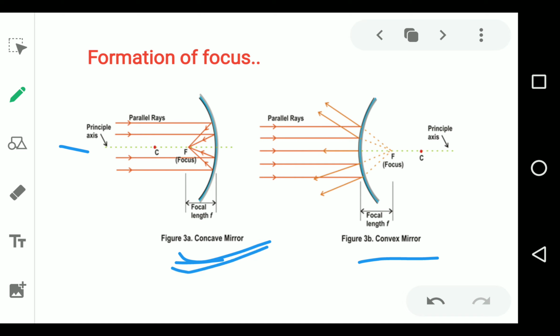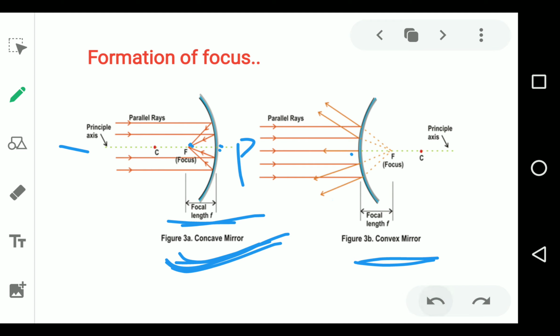For a concave mirror, the bending of light rays is converging in nature, meaning all the reflected light rays will go towards each other and meet at a certain point, and that point is known as the focus. You can represent it in the diagram as F. The distance between the focus and the pole is known as the focal length. In the same way, for the convex mirror also we can represent it as capital F in the diagram, and the distance between the pole and the focus is known as the focal length.